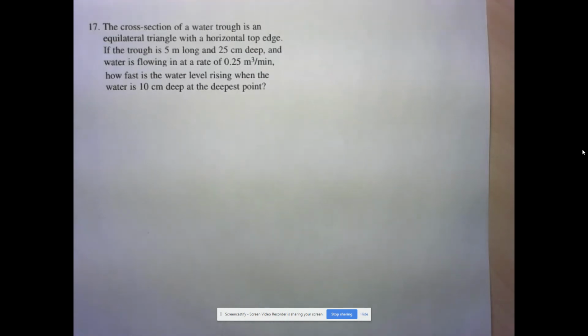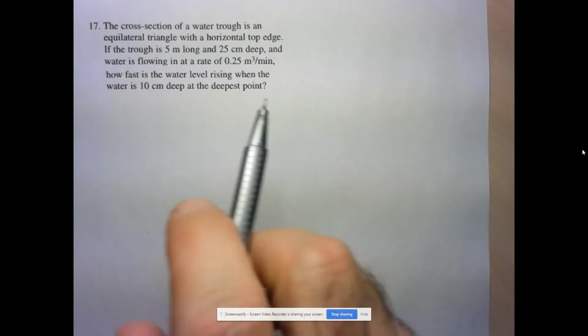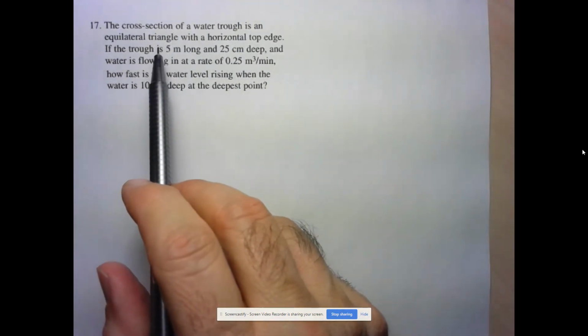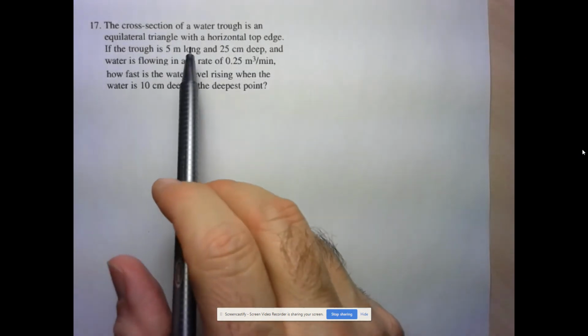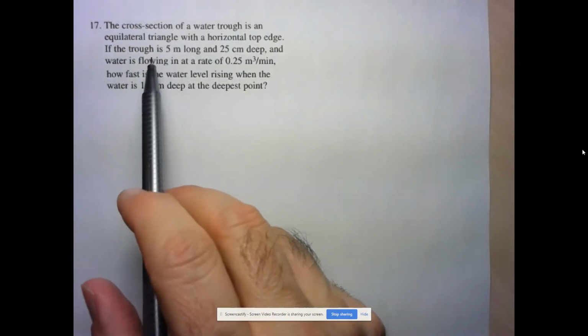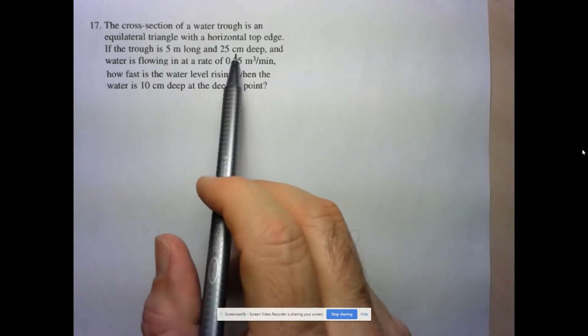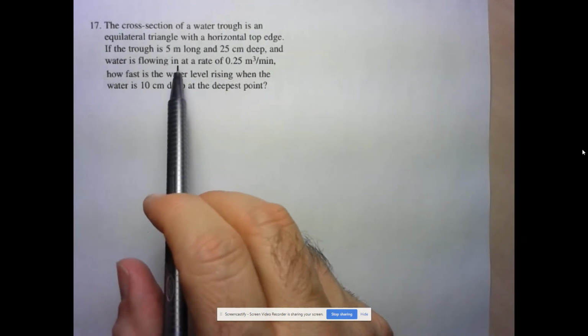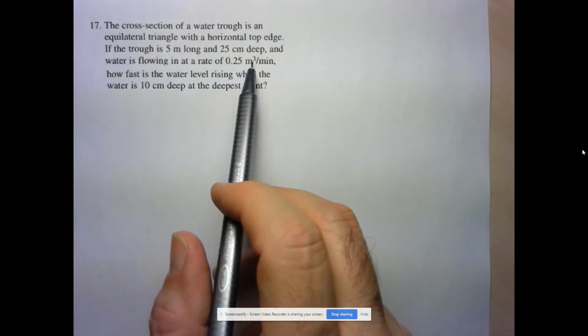Hi folks, we're going to take a look at number 17 from page 570. They're telling us that the cross-section of a water trough is an equilateral triangle. We'll talk about the shape in a second, but they give us some information. It's 5 meters long, 25 centimeters deep, and water is flowing into the trough at a rate of 0.25 meters cubed per minute.